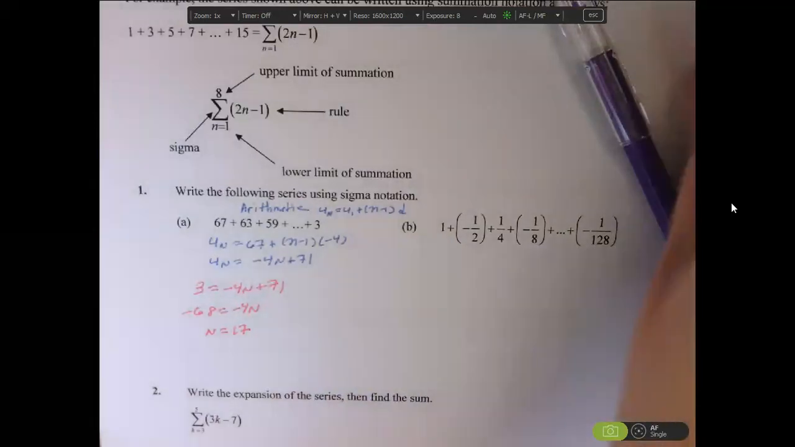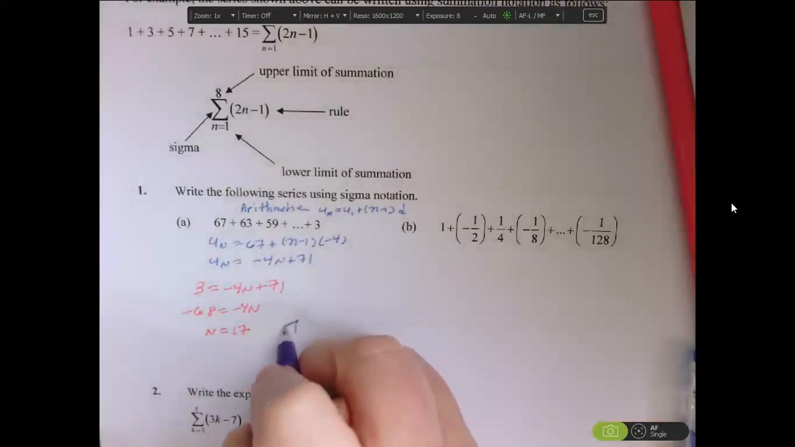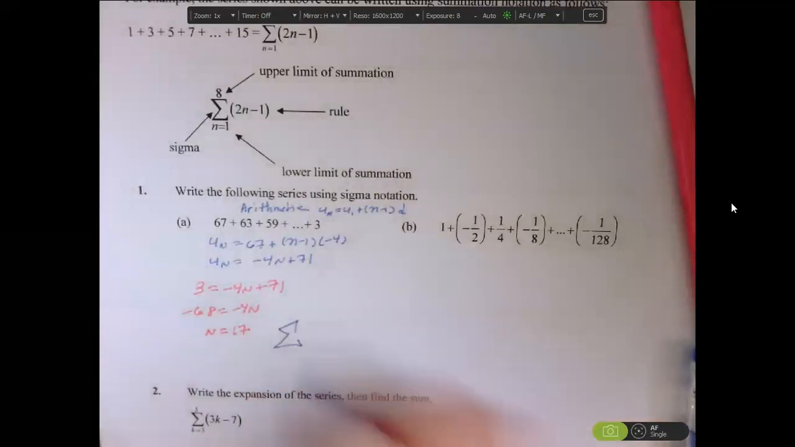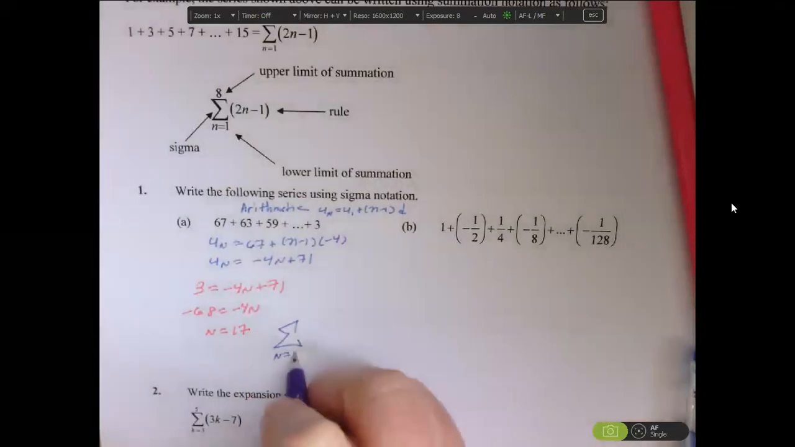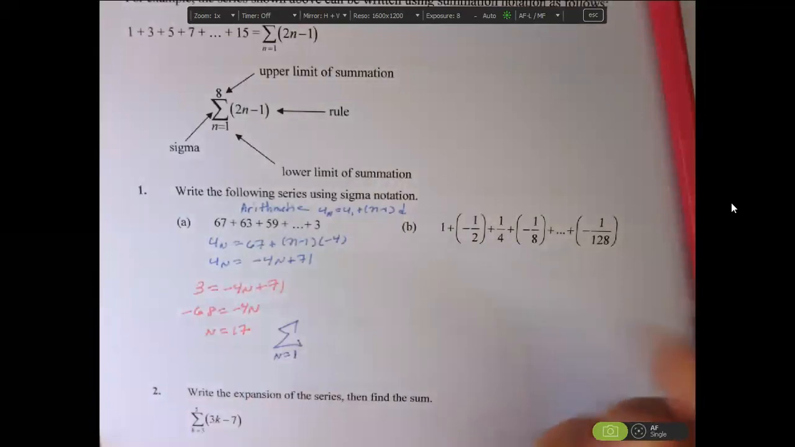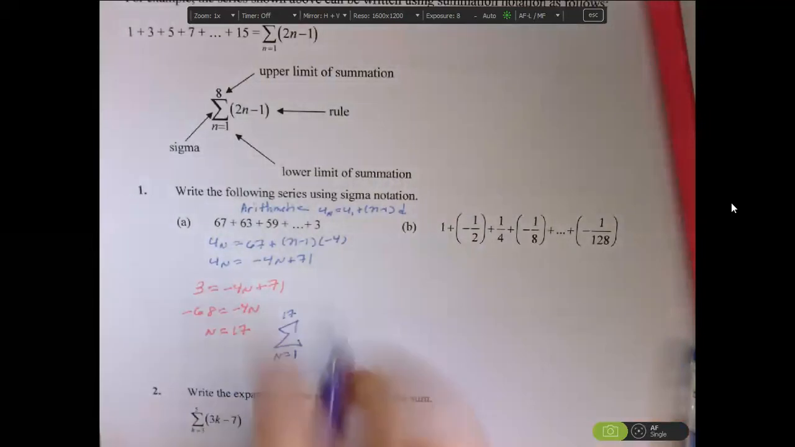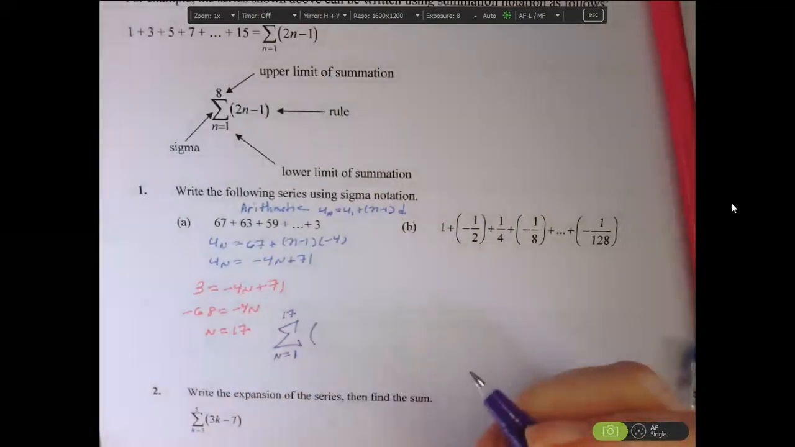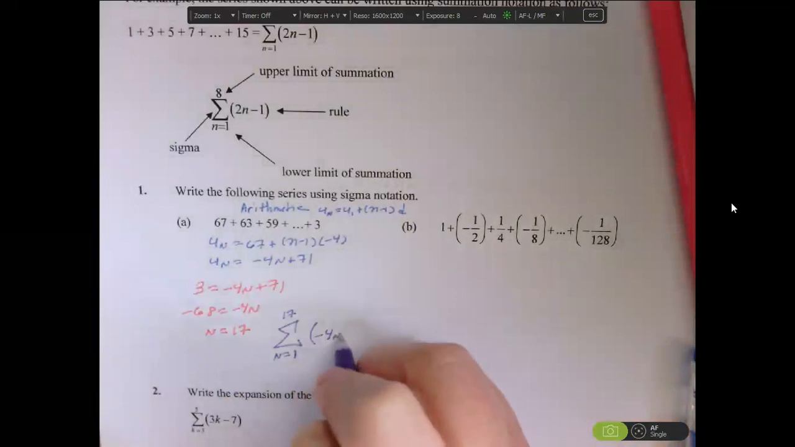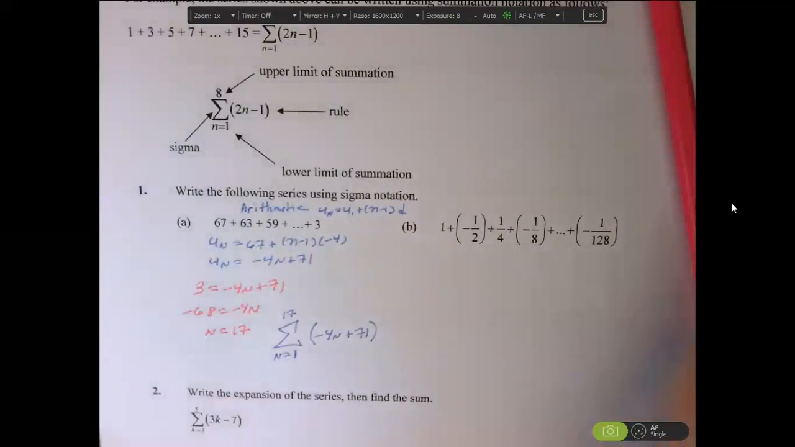Hopefully I have. Okay, now we put it all together. Now we're ready to write it. So first you have to draw, to the best of your ability, a sigma. You start off with what you would like n to be. As I mentioned, we're going to start it with a 1. As long as we use our formula, it's a no-brainer. You start with 1. We're going to end it with what we just found, 17. And what do I put here? In parentheses, you put in negative 4n plus 71. And that's your answer.